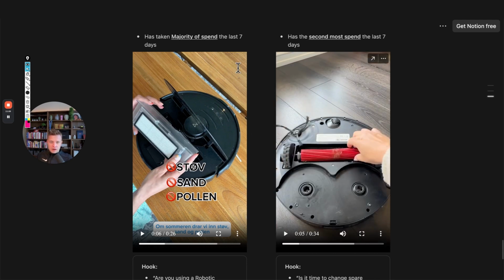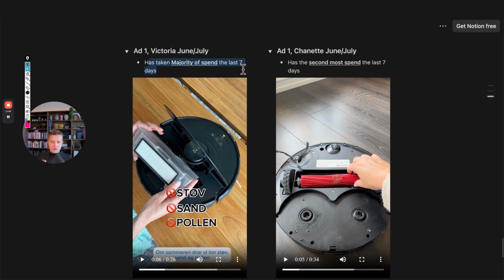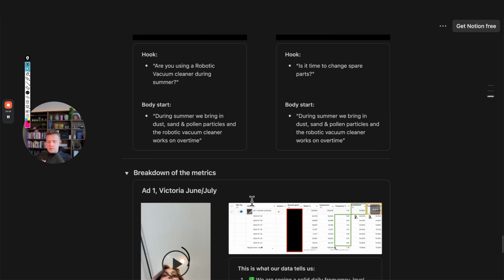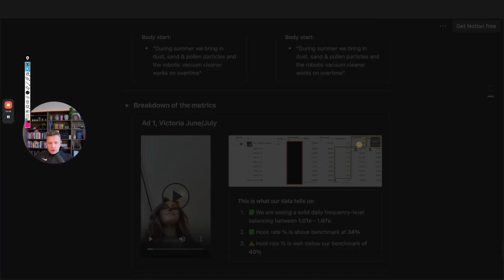Yeah, so these are the ads that are taking the majority of spend the last 7 days, and the second most spend is this one over here. So if we start breaking down the metrics that we are seeing here, this is what we'll be looking for.